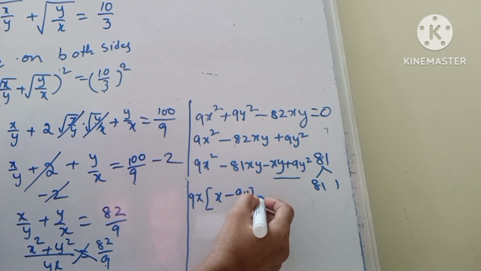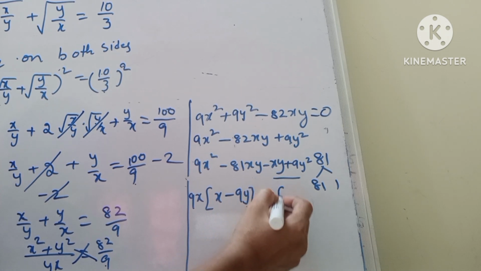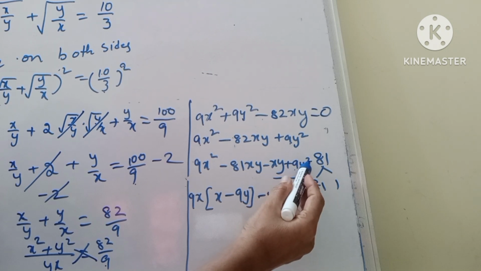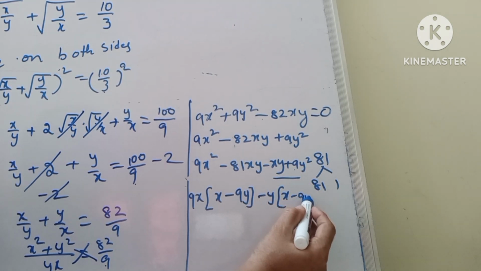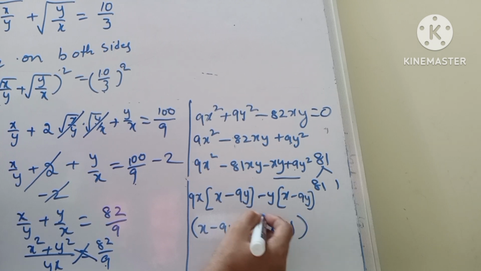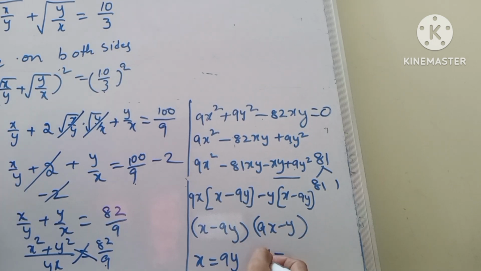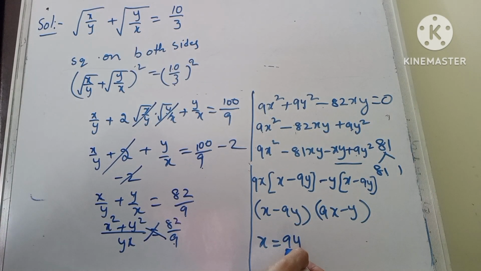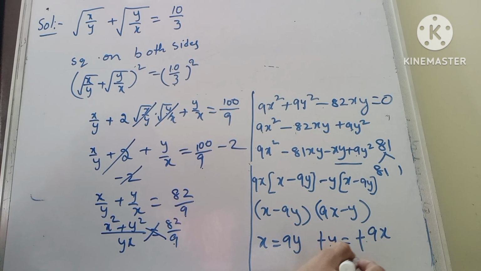And then factorize the other two terms. What is the common factor? Minus y is a common factor. So x minus 9y, and 9y square gives minus y times minus 9y. So x minus 9y is a common factor. So x minus 9y and 9x minus y. Here x equals 9y, and minus y equals minus 9x: transposing 9x to the other side, negative minus cancels, then y equals 9x. Here x is 9 times y, and y is 9 times x.